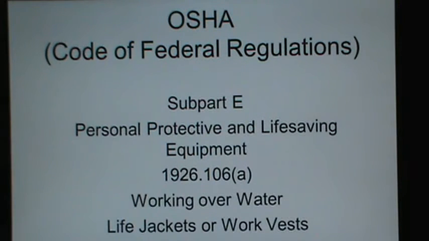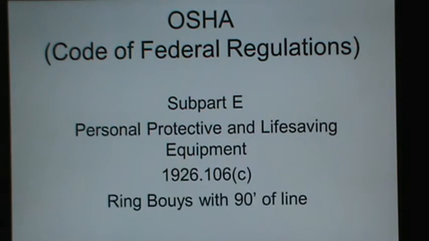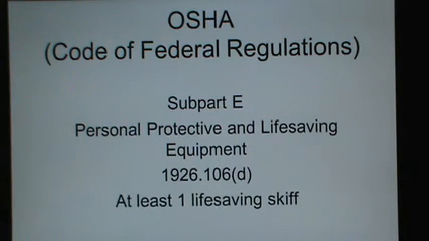Section 106 talks about working over water. Paragraph 106A says, yep, they got to have that life jacket. 106B, I don't have it on the screen here, but 106B says they have to be inspected every day. 106C says you got to have a ring buoy with 90 feet of line, and then 106D says you have to have at least one life-saving skiff.